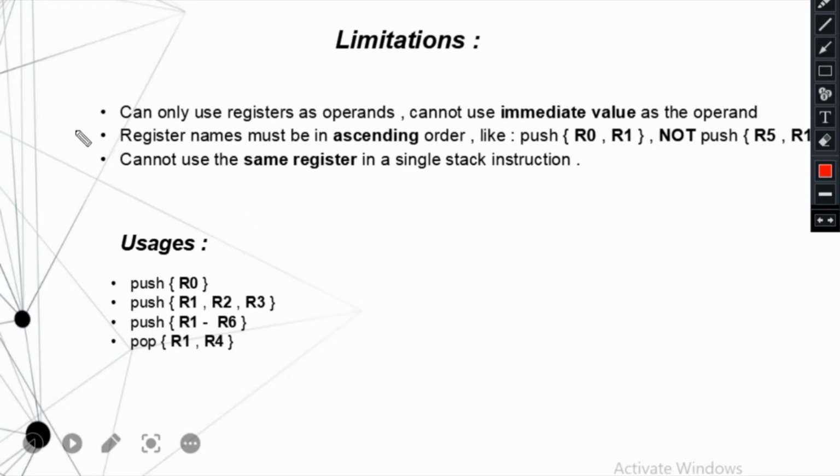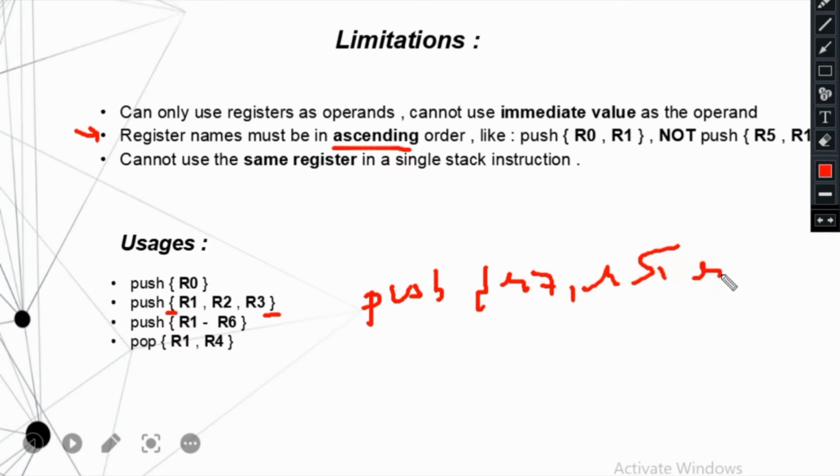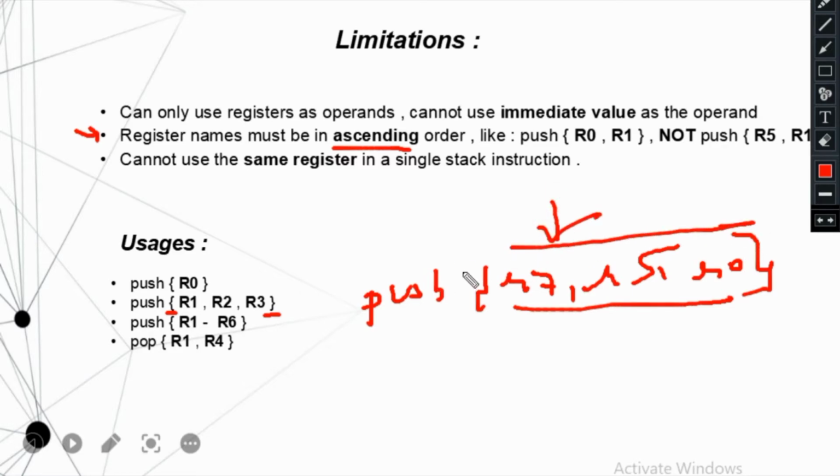So don't do that. Another limitation is that the registers which we specify in the register set must be in ascending order. What I mean is that we have to push R1, then R2, then R3, so it will be valid. What we cannot do is push R7, then R5, then R0. The registers are not in ascending order, so this would be invalid. The assembler will yell out an error, so prevent doing this because it is invalid.